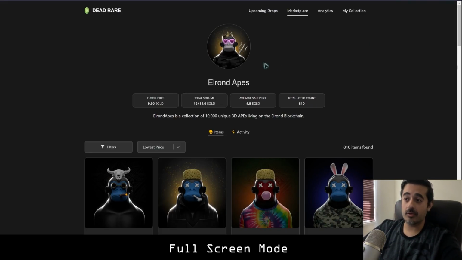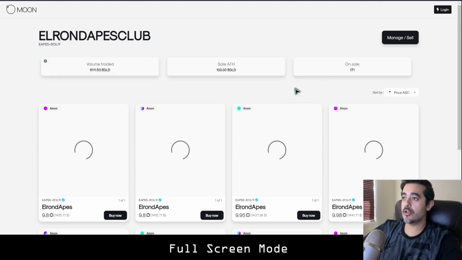After we look at the NFTs, we're going to go back. So what I want you to take a look at with these NFTs is some of these floor prices, okay? So this is Elrond Apes on Dead Rare, and you see the floor price here is 9.9 EGLD now, okay? Then we look at Elrond Apes on eMoon, it's 9.8 EGLD.